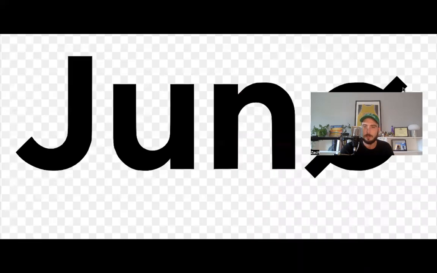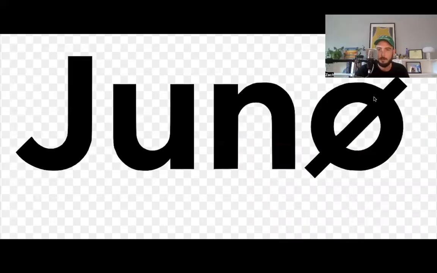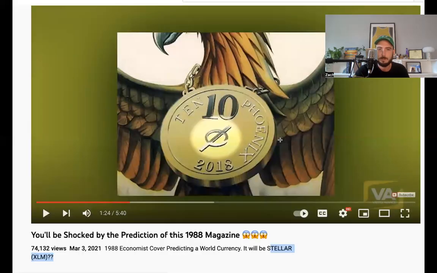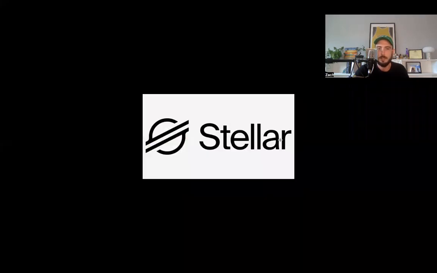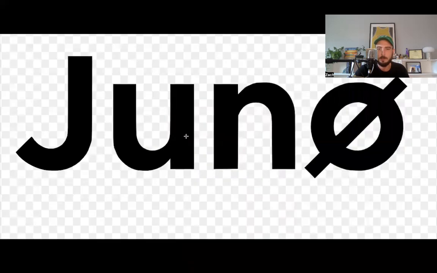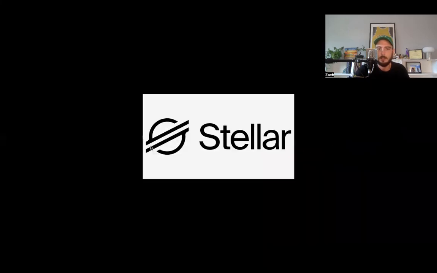So let me move my screen. Look at this. It's the same exact logo from 1988. That's why I believe Cosmos is a chosen project. Now, if we look at these two, Stellar would slide perfectly right between this line, right? So the Cosmos logo could fit perfectly between this slit. So Stellar does play a role, and I'll show you how it plays a role in this video.